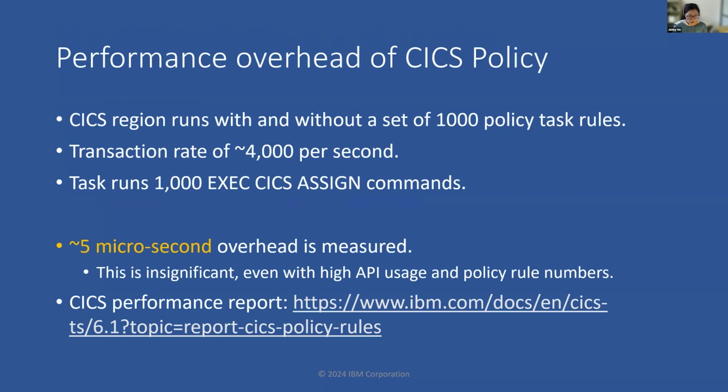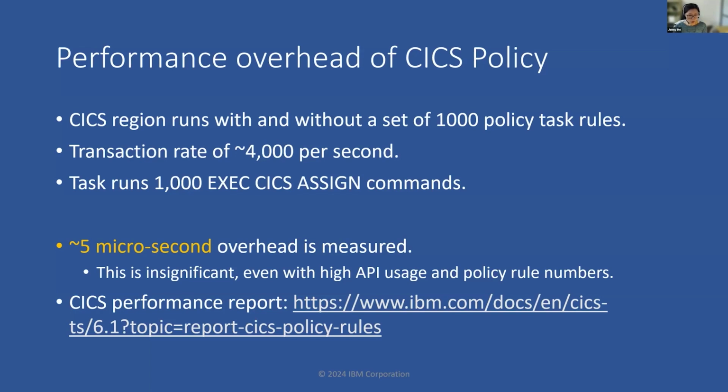Within the CICS development team, we have a performance team which measures the performance overhead for CICS policy. They have tried two scenarios with a CICS region: one with task rules, another without. The team installed 1,000 policy task rules. Perhaps that's a bit of an extreme situation for a CICS region, but the purpose is to demonstrate the performance overhead. And the region ran a transaction rate of 4,000 per second, with 1,000 EXEC CICS ASSIGN commands.